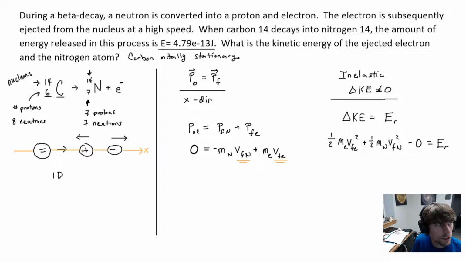Now I've got 2 equations. I've got 2 unknowns. Let's go ahead and sub and solve this sucker. Physics is done. Algebra takes over. I'll use our first equation right here and solve for one of the speeds. Move this to the other side. I'll have mass of the nitrogen, final speed of the nitrogen, divided by mass of the electron, equals the final speed of the electron. And what we're going to do is put it right into this sucker.